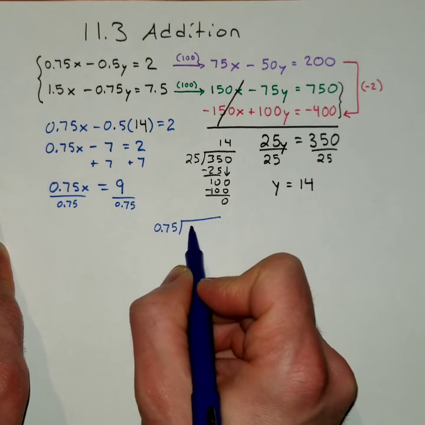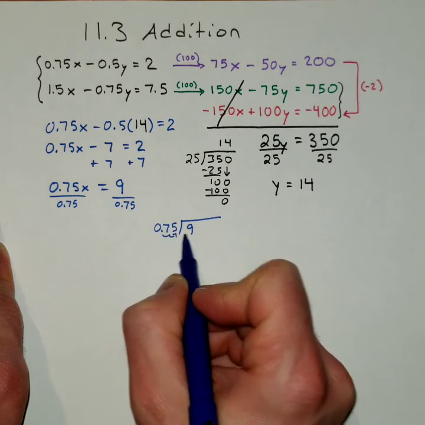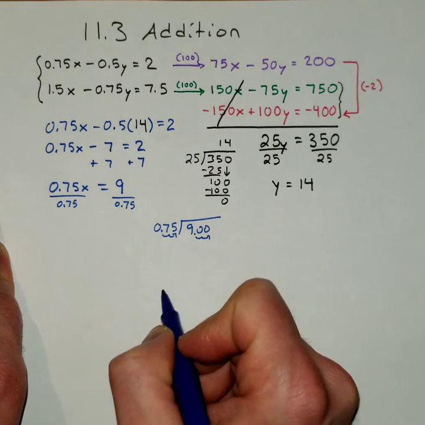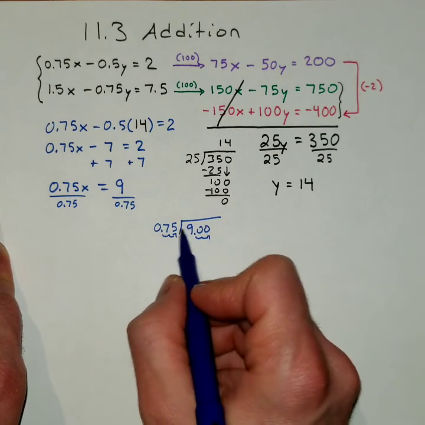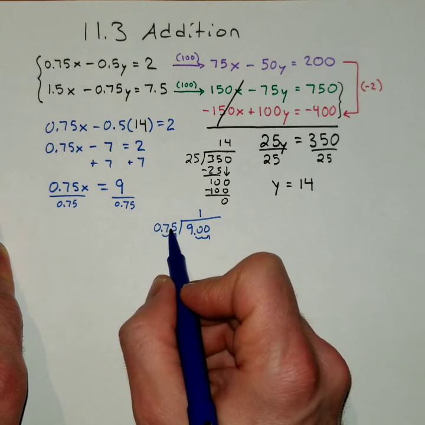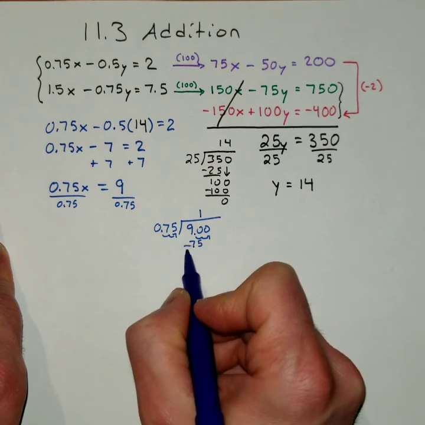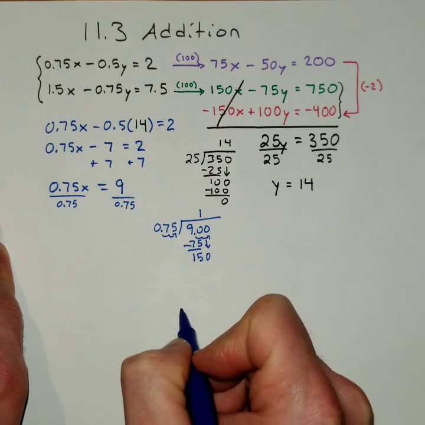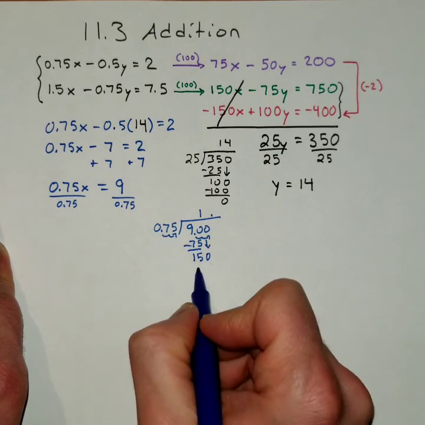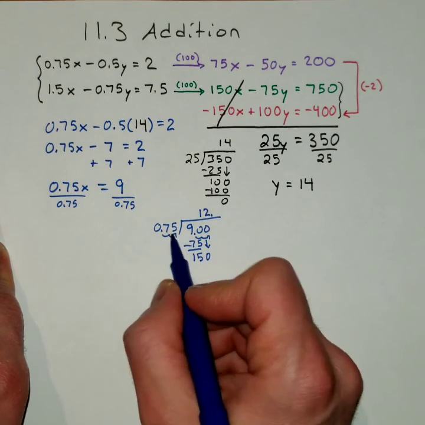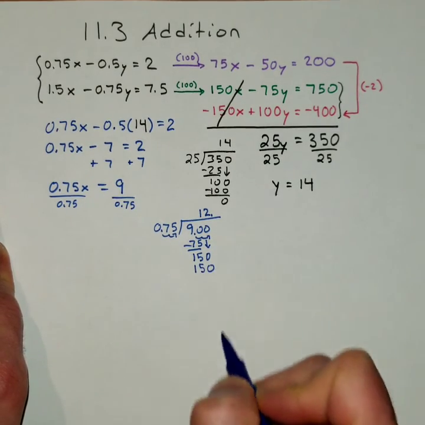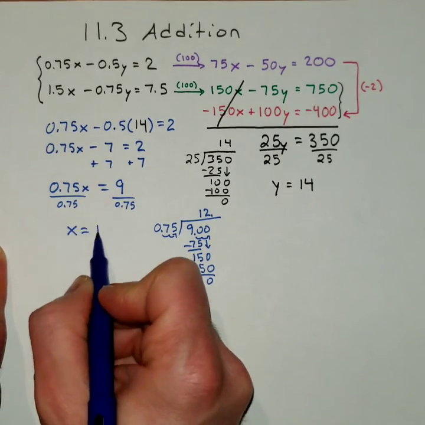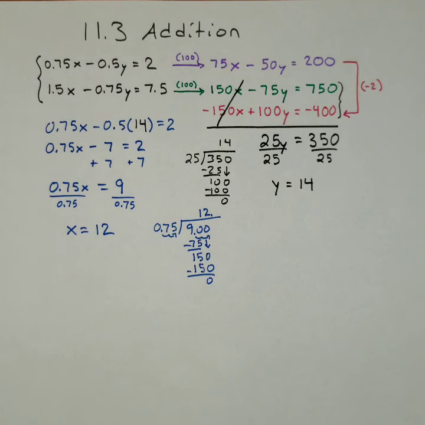0.75 into 9. Well, if I move this decimal twice, I got to move that decimal twice. So 75 into 900. Well, 75 goes into 90 once. 1 times 75 is 75. I subtract, that's 15. Bring down the 0. Decimal there. 75 goes into 150 twice. And 2 times 75 is 150. So it appears that 12 is the resulting value for x.